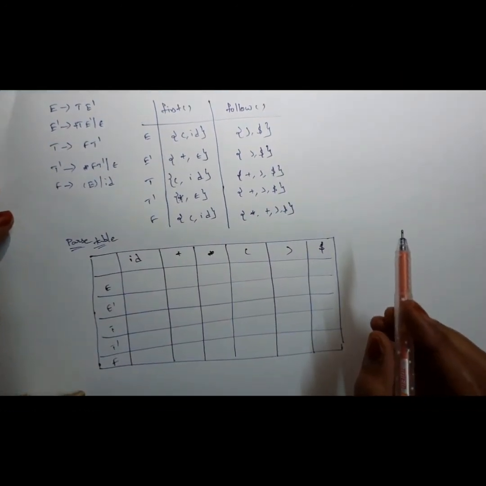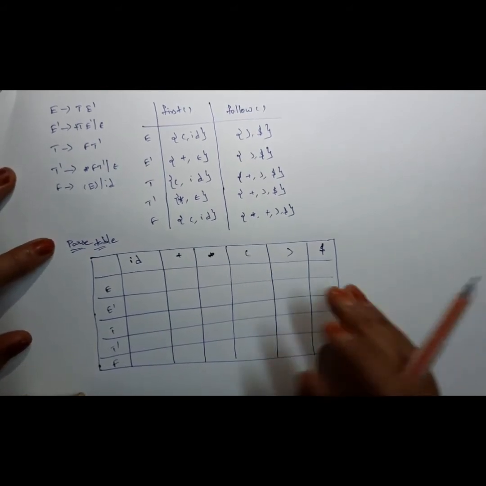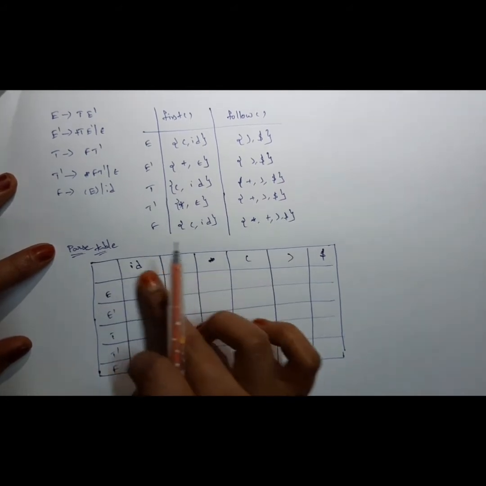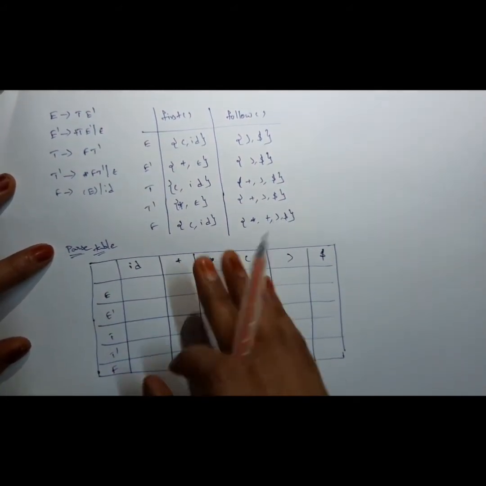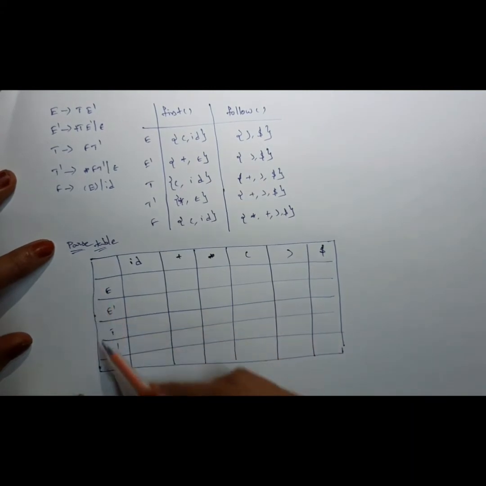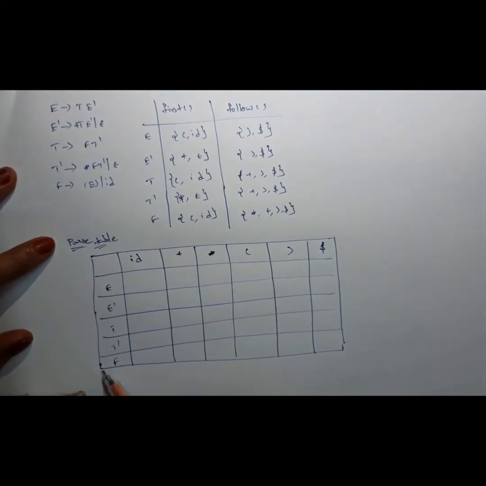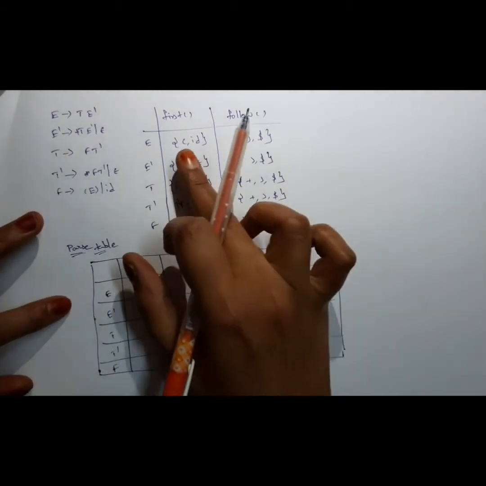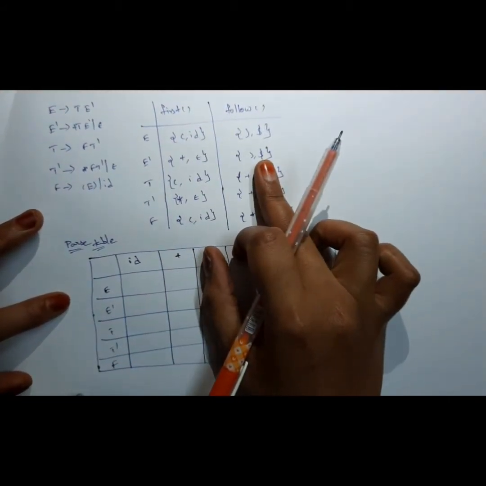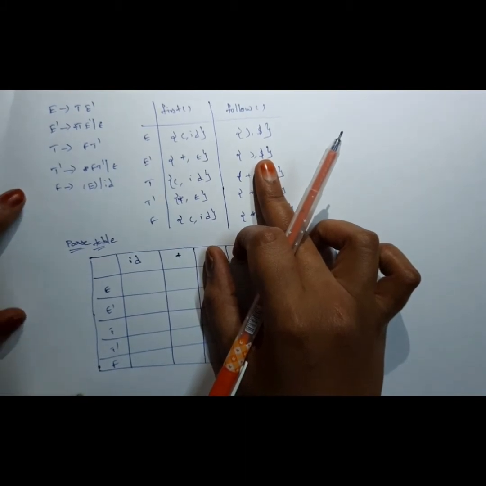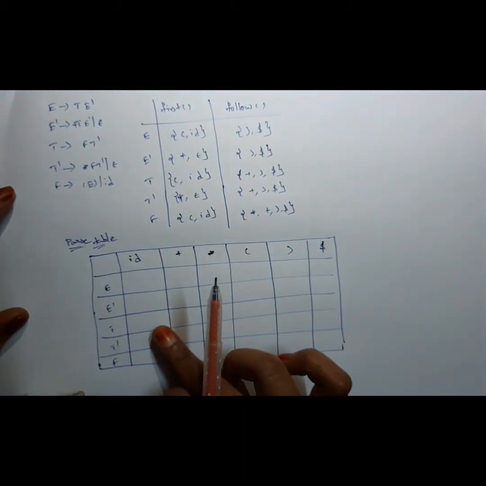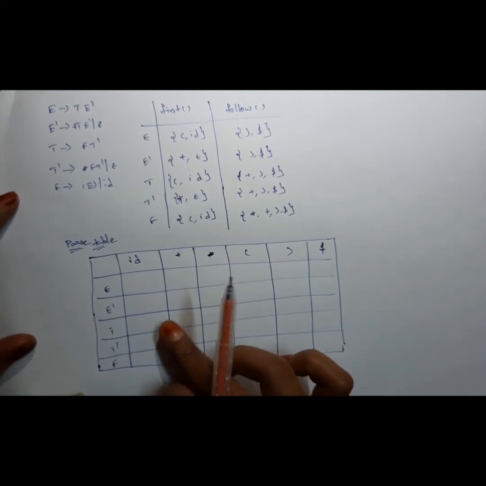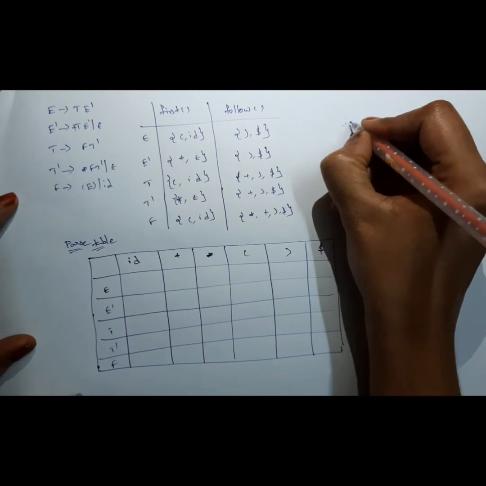For constructing the parse table, I need to consider the terminals and non-terminals. I'm considering the terminal values column wise and the non-terminal values row wise. Now let us see how this parse table will be constructed by using the first and follow of the grammar. For constructing the parse table we need to follow two different steps. I'll explain those two steps here.